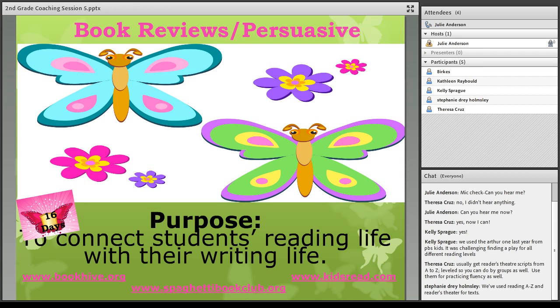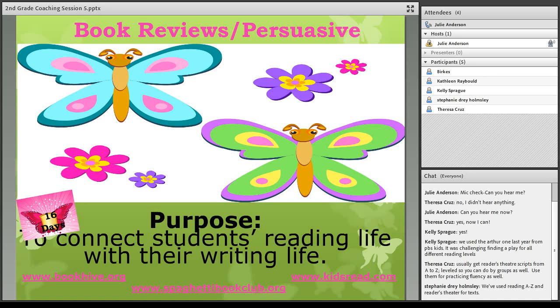But go to the different sites, bookhive.org, Spaghetti Book Club, and also thekidsread.com. This unit is approximately 16 days, and you can have a lot of fun with this one. Some of the different book trailers that you can show the students. You can have the students record their book reviews that you can play or share with your class.